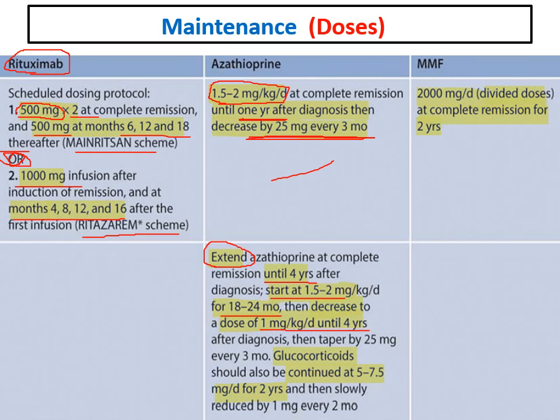Of course, with azathioprine in maintenance, we should give low-dose steroids. Steroids should be continued at 5 to 7.5 milligram per day for 2 years, and then reduced slowly by 1 milligram every 2 months. MMF can be given in the dose of 2 grams per day at completing remission, and continued for 2 years if we gave it in induction.